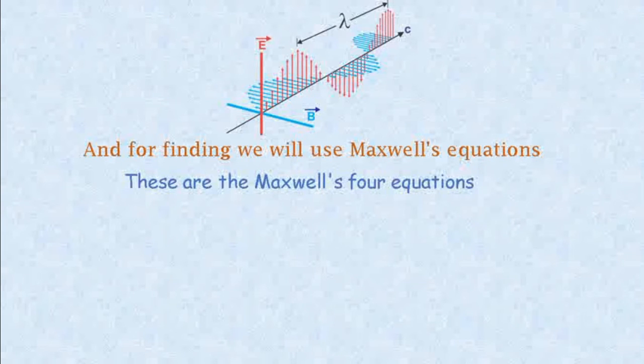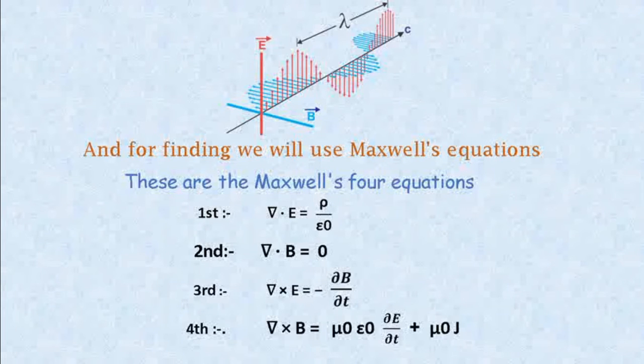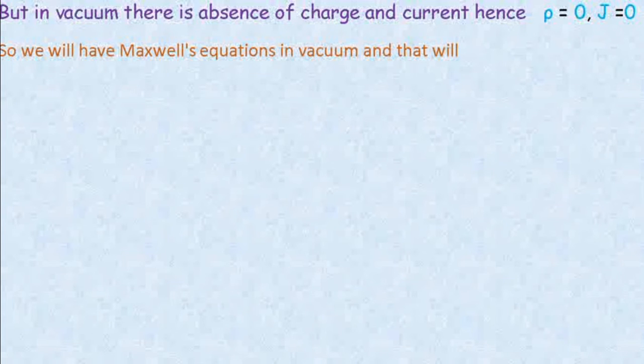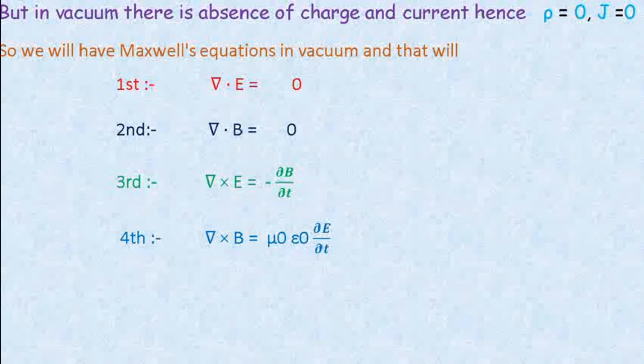These are Maxwell's 4 equations which we are going to use. But in vacuum there is absence of charge and current, hence charge density rho and current density J will be equal to 0. So Maxwell's equations in vacuum will be, these are the 4 equations of Maxwell in vacuum.